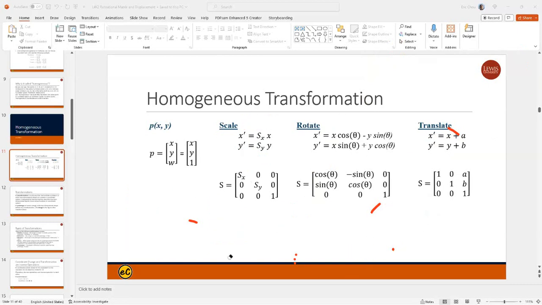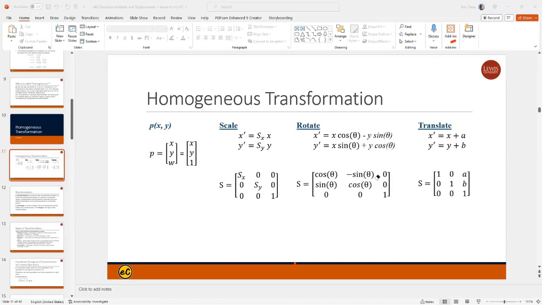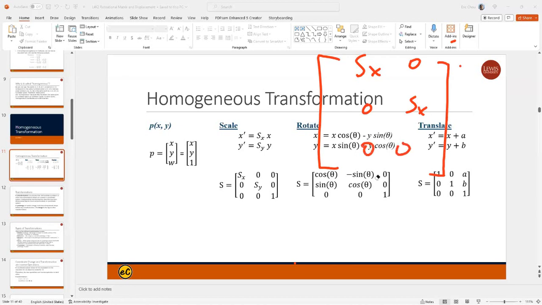So here, for this scaling only, you do have Sx, 0, 0, Sy. This is the original matrix. It's expanded to be the newer matrix. So the new matrix is Sx, 0, 0, then 0, Sy, 0, and here you have 0, 0, 1.